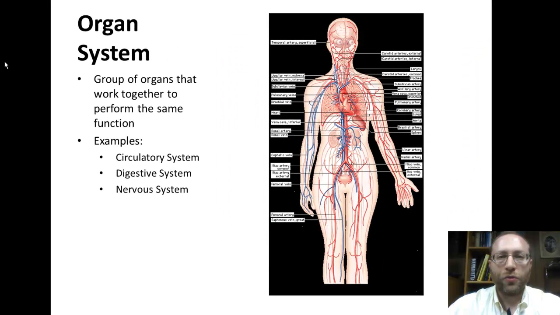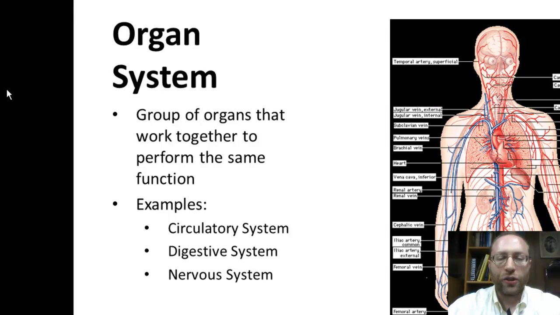Now we come to below the level of an organism, and we've transitioned beyond ecology. And an organ system is a group of organs that work together to perform the same function. And what we see pictured here is the circulatory system, which has many different parts of it. We have our arteries, veins, and the capillaries, which are too small to see here. And of course, you've got the heart. And there are other systems, like I've listed here, the digestive system and the nervous system, and there are other ones too that I don't have listed.